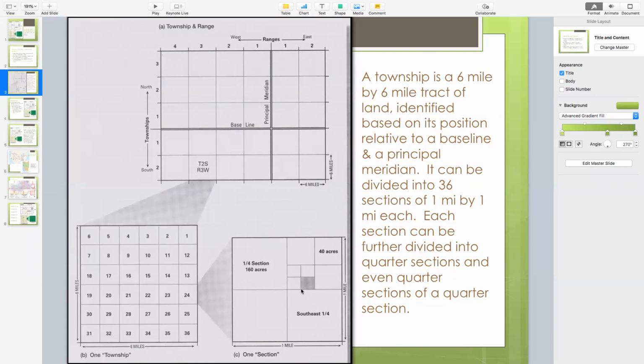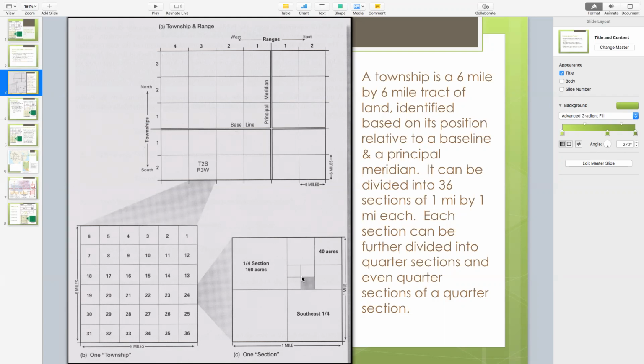This is in the southeast quarter of the southwest quarter of the northeast quarter of section 24, township 2 south, range 3 west. So when we state where we are located, we work backwards. Okay, so we work backwards from our smallest portion of land.